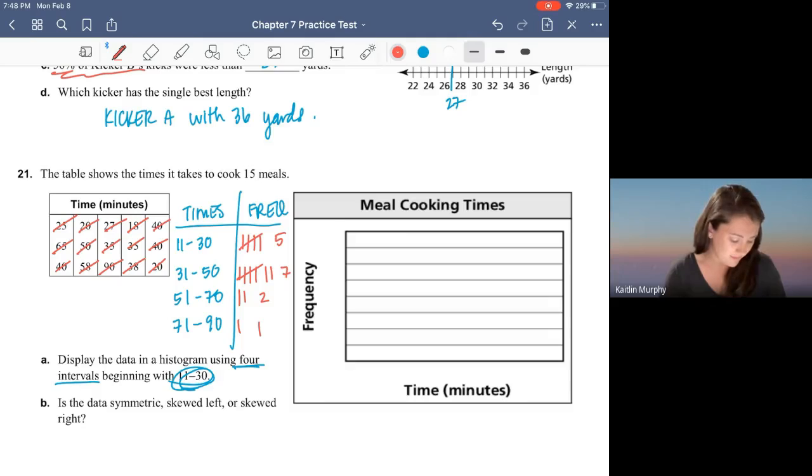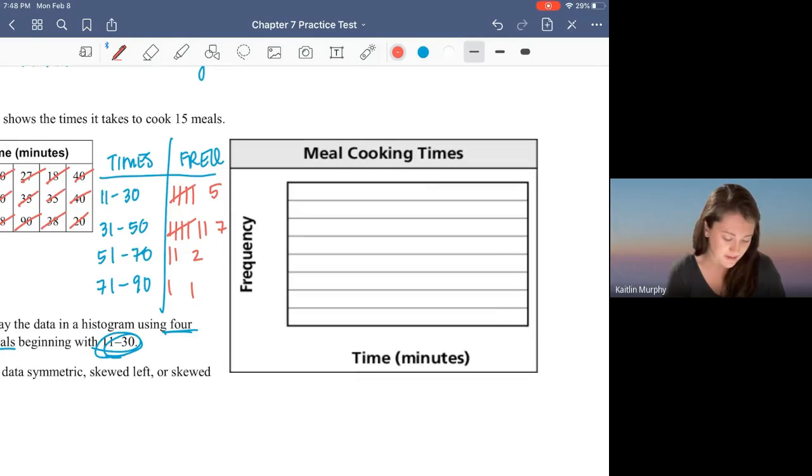Then we're going to create a histogram here, so I need to put my groupings down on the bottom. I'm going to split that into the 4 groupings, so this will be 11 to 30. This will be 31 to 50. This will be 51 to 70. And this will be 71 to 90. The highest frequency was 7, so I think I can just count by 1. So I can do 1, 2, 3, 4, 5, 6, 7. Yeah, that'll be great. Perfect.